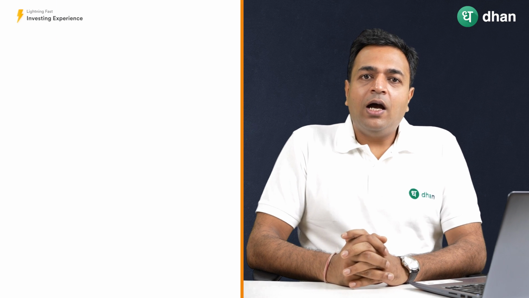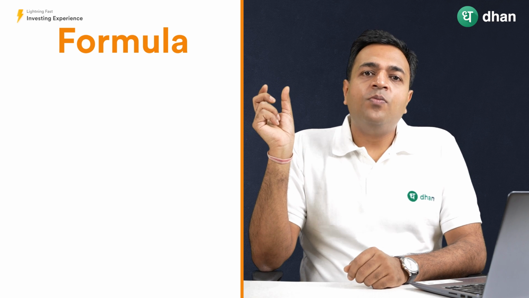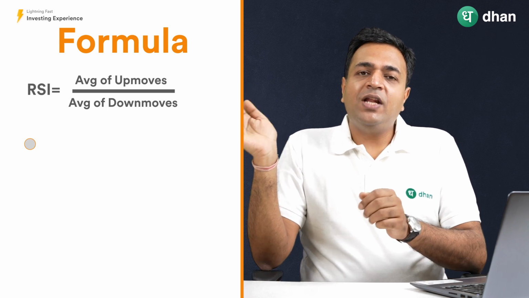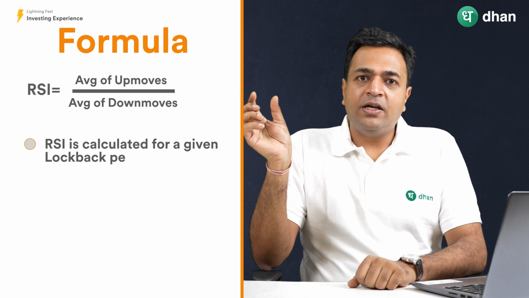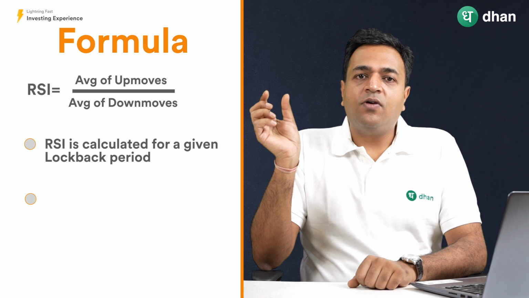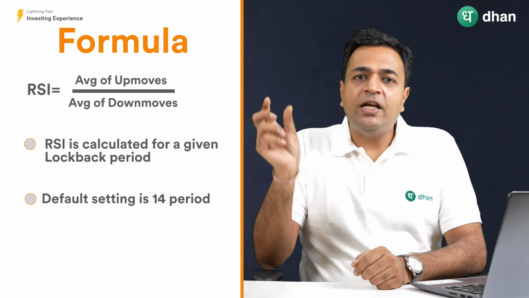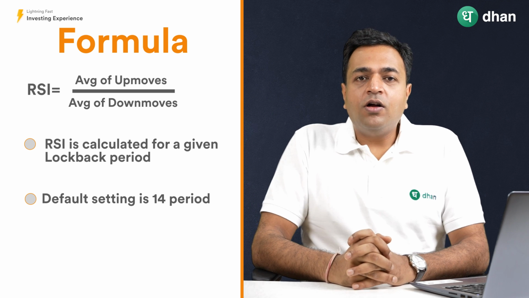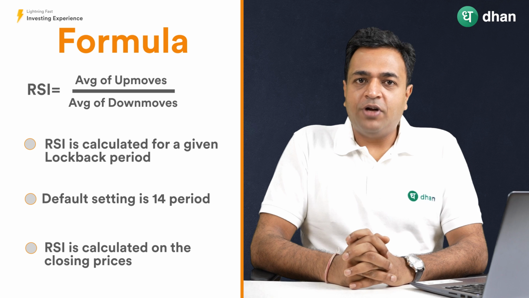Do note, RSI is calculated for a defined look back period. If you look at the formula, we are averaging the up moves and down moves, and these will happen for a defined look back period. So you need to define the look back period, and the default setting is 14 periods. If it is a daily chart, then it is a 14-day look back period basis which the RSI value is calculated. Also note that RSI is calculated on the closing price.